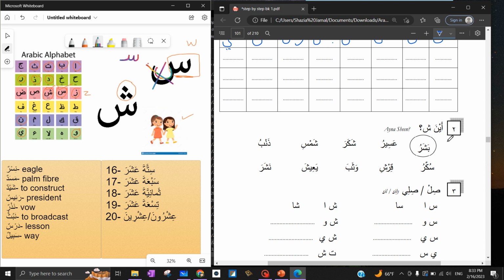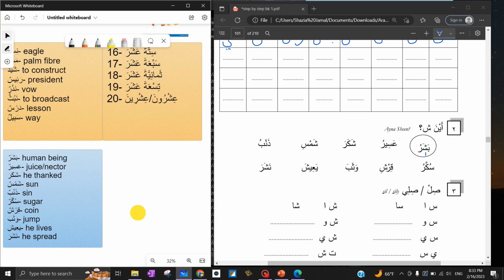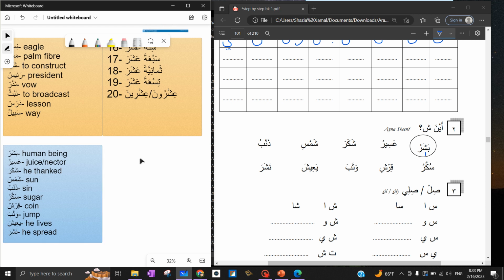Now let's see in exercise number 2, identify the sheen. Now do you find a sheen here? Yes. I have given all the meanings here, I think. Yes, here I have given the meanings. You can take down the meanings from here. Bashar, human being, there is a sheen. Asir, no, there is no sheen. Shakara, this is a past tense verb, meaning he thanked. So yes, there is a sheen.